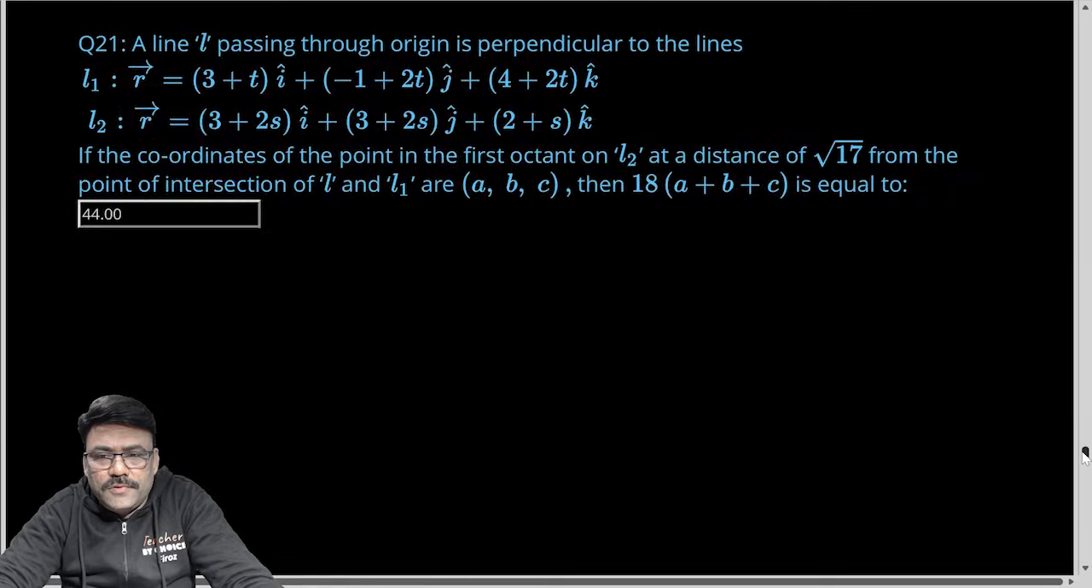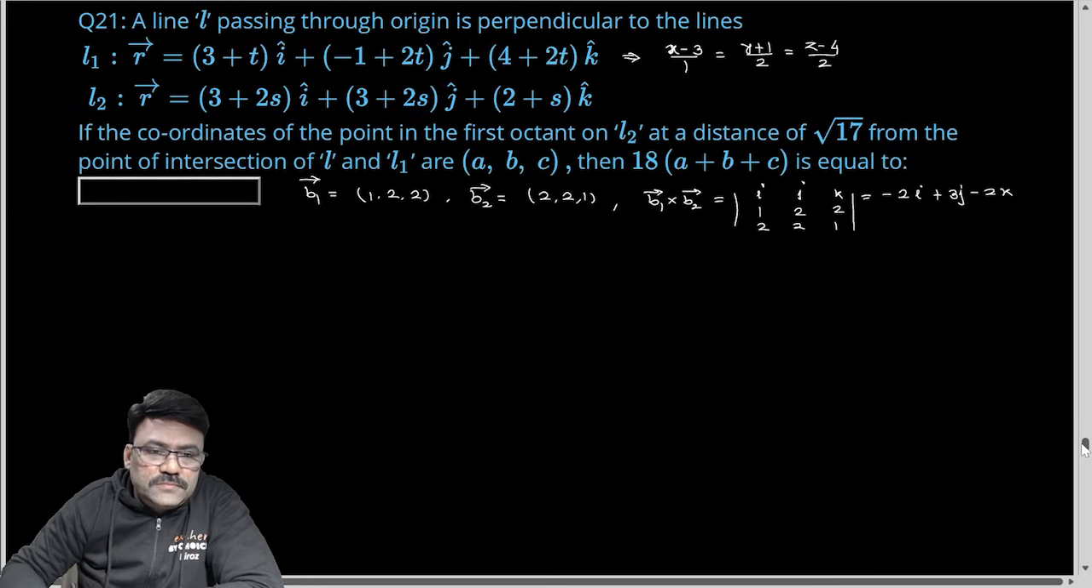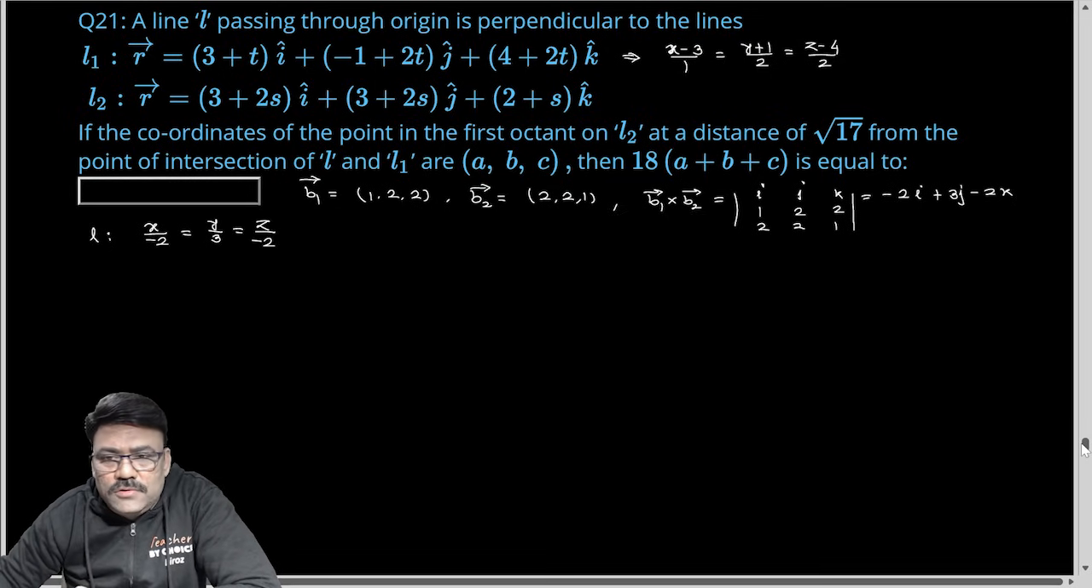So now I can say that my required line L is x over minus 2, y over 3, z over minus 2. This is the required line L.